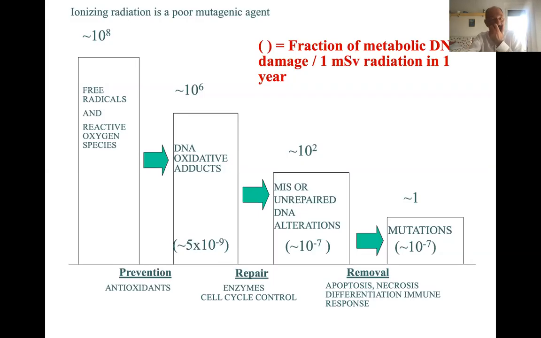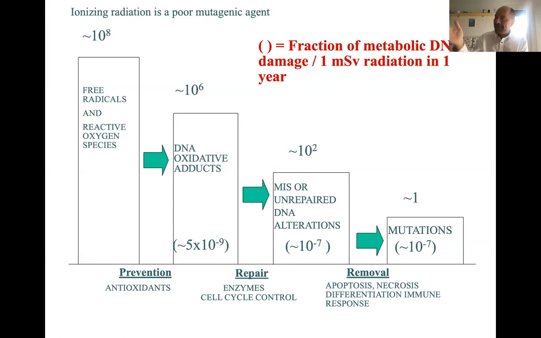And it's so poor that you wonder whether it makes sense at all. You see, it's a controversial plot, if you want. It gives you the number, it goes down to the mutation, and the number that you see in parentheses is the fraction of metabolic DNA damage per 1 millisievert radiation in 1 year. So let's take a typical environmental exposure, 1 millisievert radiation in 1 year. And let's see what is the metabolic DNA damage.